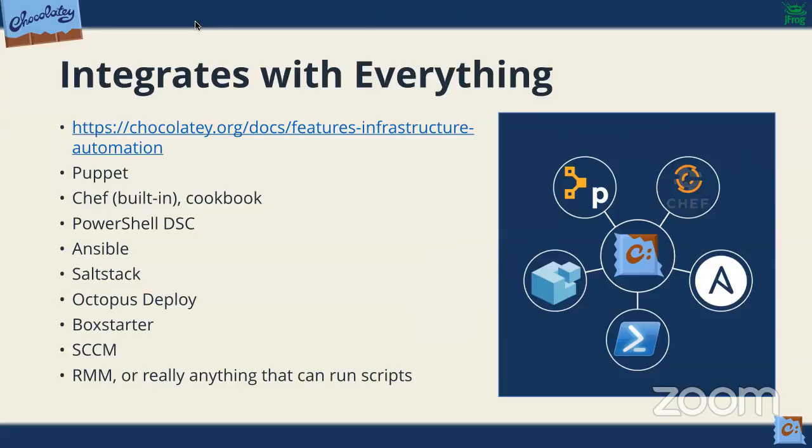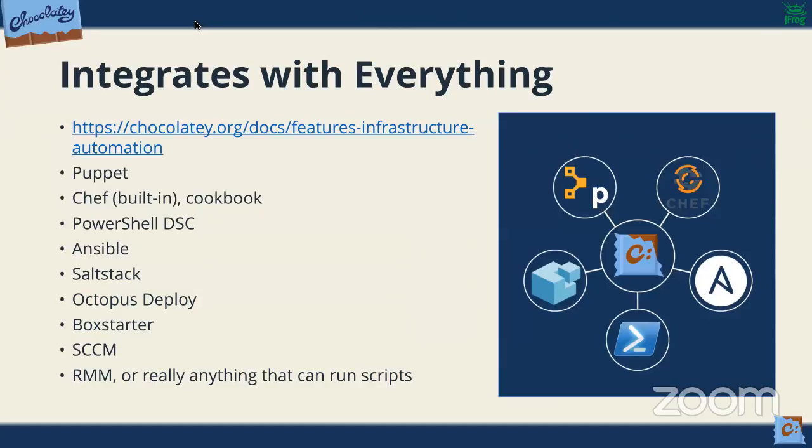Chocolatey does integrate with everything. I mean, pretty much anything that can run remote scripts, right? With Puppet, Chef, Ansible and SaltStack, those providers are managed by the organizations behind them, so we have a really tight integration with them. With PowerShell DSC, there's a community cChoco resource, and we've actually recently taken over that resource to help bring it up to the same level as some of these other providers. I think that was back in May.